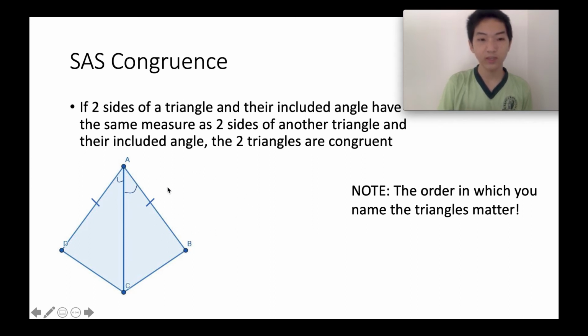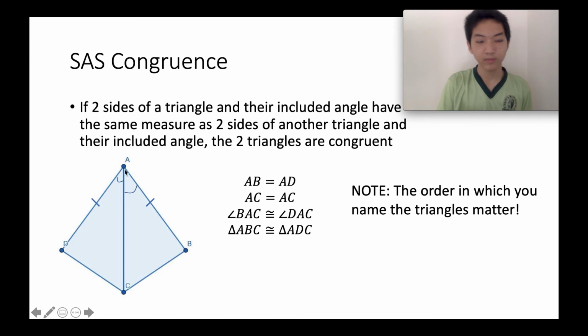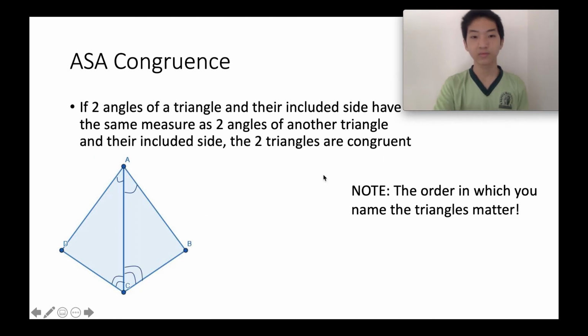And once again, we can easily find that AC is equal to AC. So we write it down: AB equals AD, AC equals AC, and angle BAC is congruent to angle DAC. So that is sufficient to prove SAS congruence. So we can now state that triangle ABC is congruent to triangle ADC.